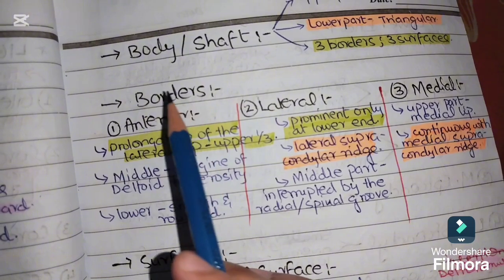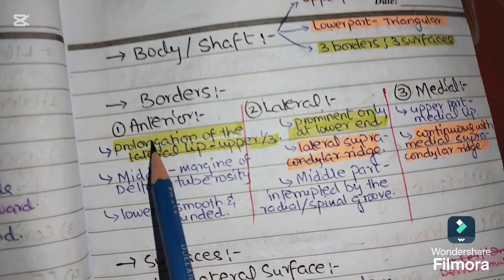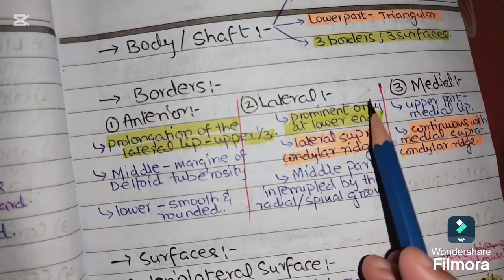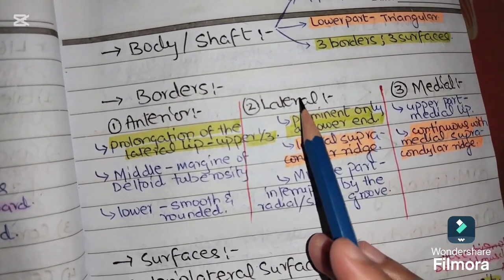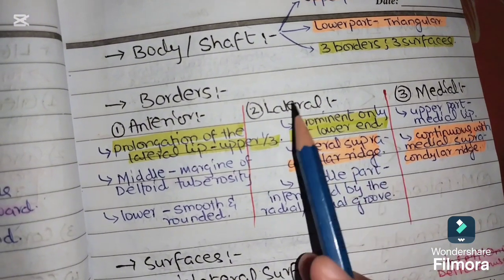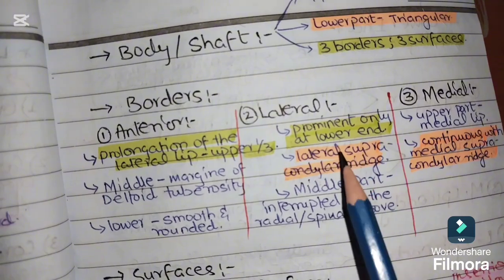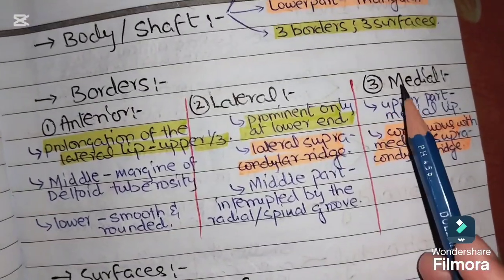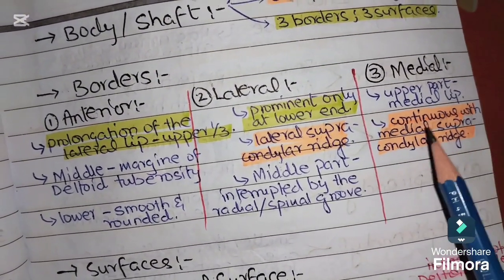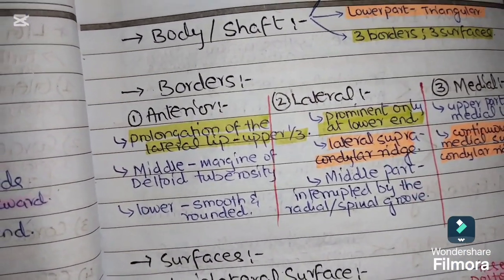The shaft of humerus consists of three borders. The anterior border, which is a prolongation of the lateral lip; the lateral border, which is prominent only at the lower end and is a continuation of the lateral supracondylar ridge. The lateral border is continuous with the lateral supracondylar ridge, which is a feature of the lower end. We will learn about this ahead. And finally, we have the medial border, which is continuous with the medial supracondylar ridge. Three borders, let's locate them on the diagram now.